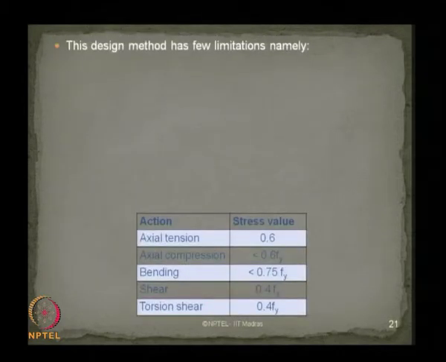Let us quickly see what factors are considered for different load combinations or independent actions on the members. If you look at this table, for axial tension the maximum stress value permitted in the code is 0.6 Fy, whereas for axial compression it should be less than 0.6 Fy, for bending it should be less than 0.7 Fy, for shear it should be equal to or less than 0.4 Fy, and torsional shear should again be less than or equal to 0.4 Fy.